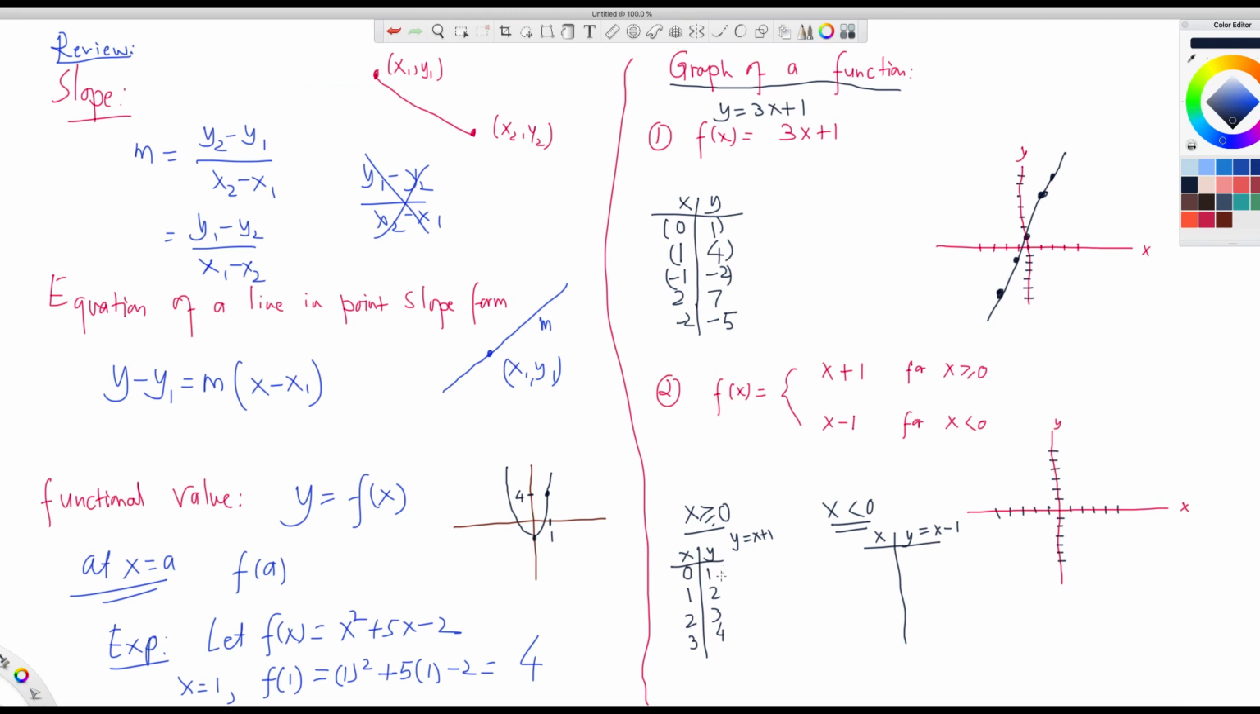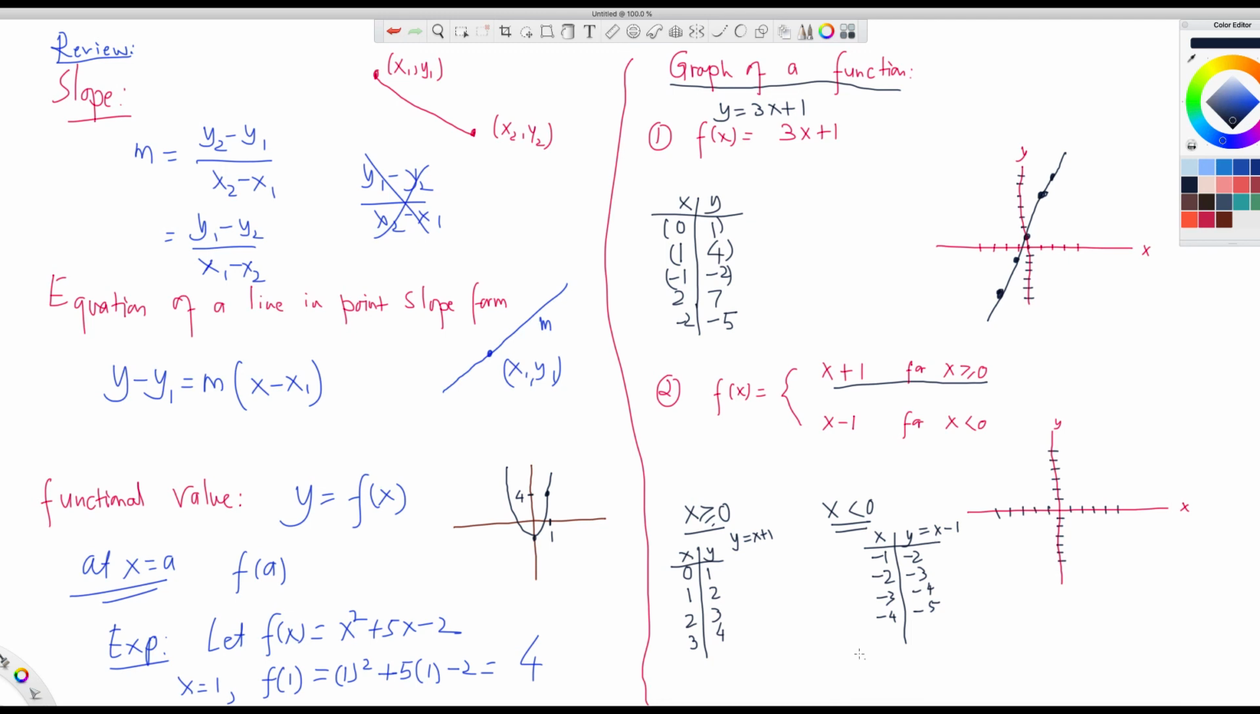Okay. Now, what do you see from here is you can pick only those x values that are greater than or equal to 0. That's what it says. When x is greater than or equal to 0, you pick this function. When x is less than 0, then you pick that function, okay? So, less than 0, let me pick negative 1. When x is negative 1, you will get negative 2. You see that? When x is negative 2, then you will get negative 3, negative 4, negative 5.